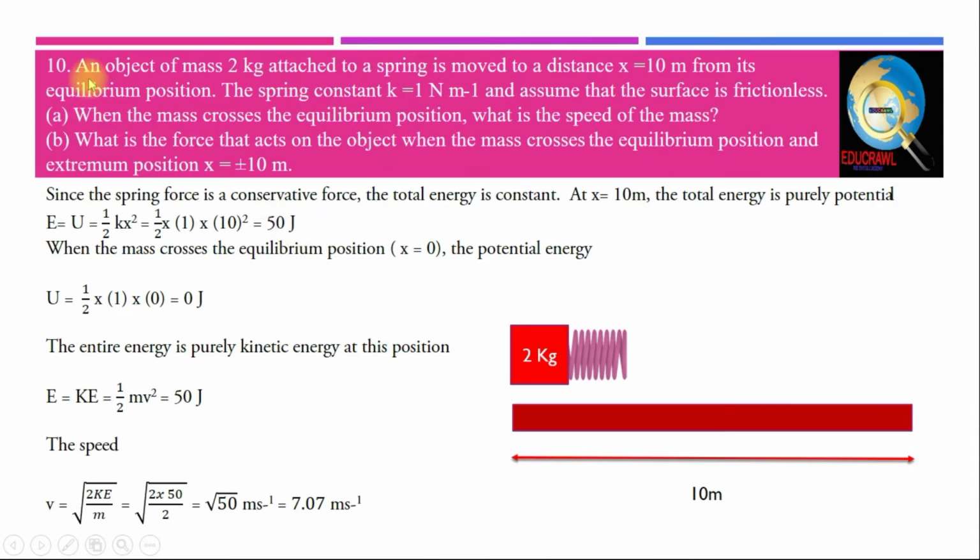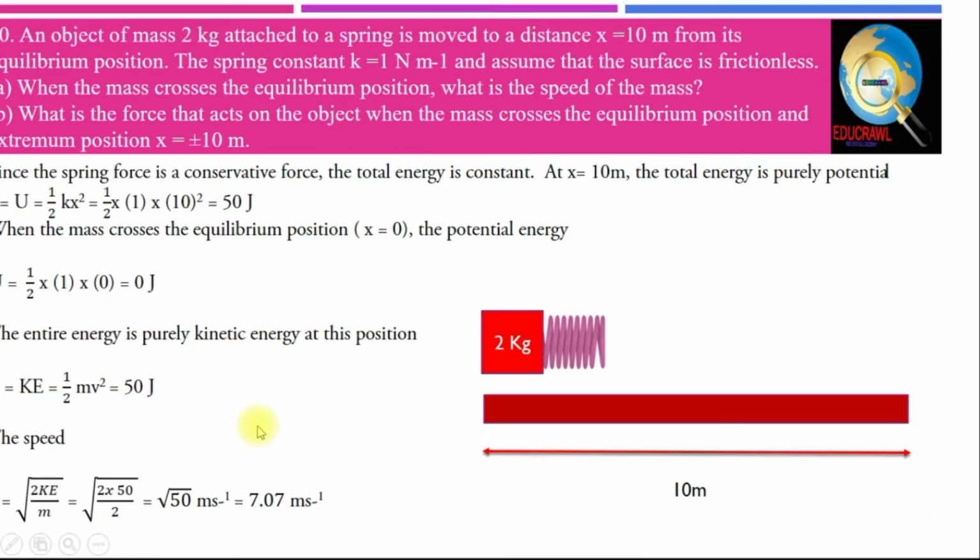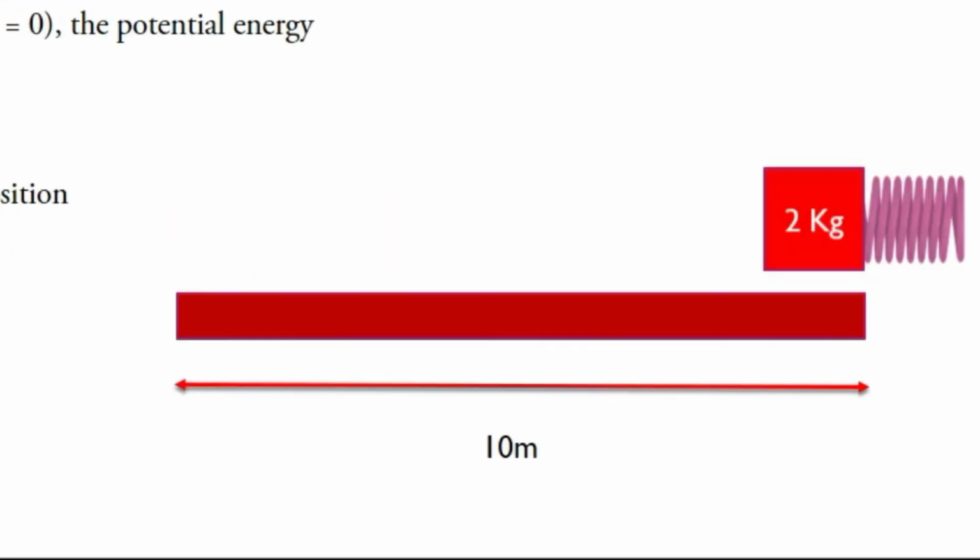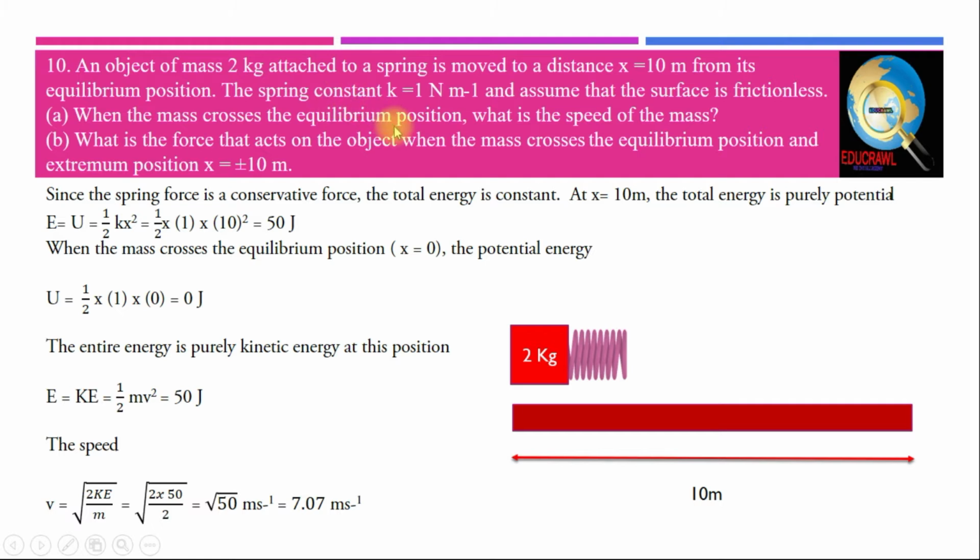The 10th problem. An object of mass 2 kg is attached to a spring and is moved through a distance x equal to 10 meter from its equilibrium position. The spring constant k is given as 1 Newton per meter, and assume that the surface is frictionless. When the mass crosses the equilibrium position, what is the speed of the mass? And what is the force that acts on the object when the mass crosses the equilibrium position and the extreme position x equal to plus or minus 10 meter?